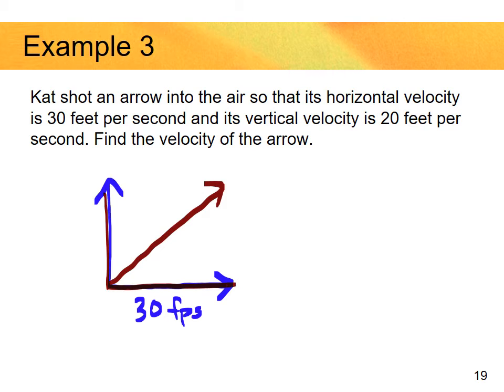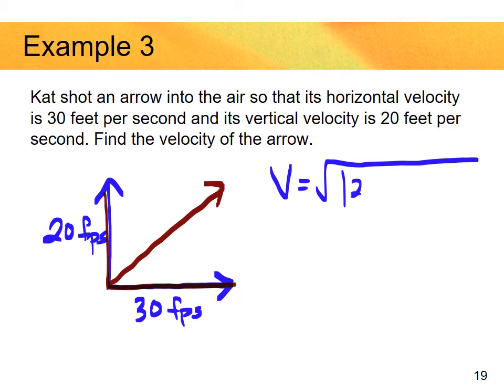We also have another camera image on the side that lets us see the vertical aspect of it here. So 30 feet per second horizontally, 20 feet per second vertically. I need to know the velocity of the arrow. Let's go with it here. I think it's this little formula right here. We take the magnitude of the horizontal squared plus the magnitude of the vertical squared.